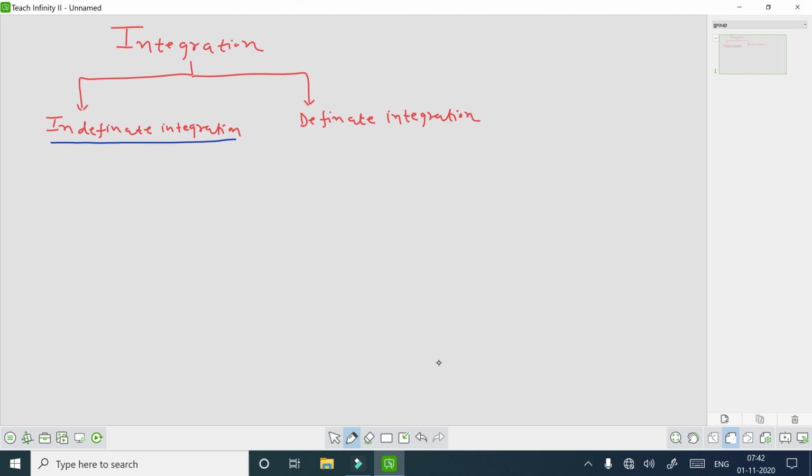Let us start indefinite integration. Before defining indefinite integration, I would like to define antiderivative, or primitive, or inverse differentiation or derivative. Clear?